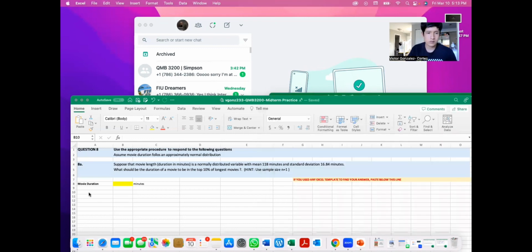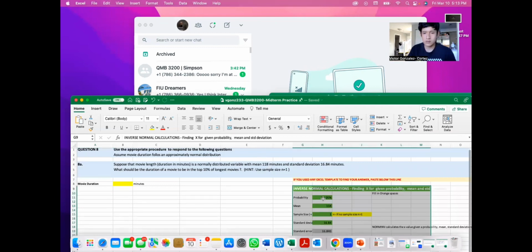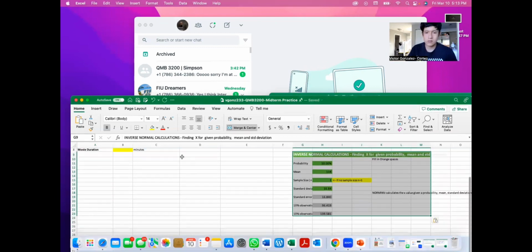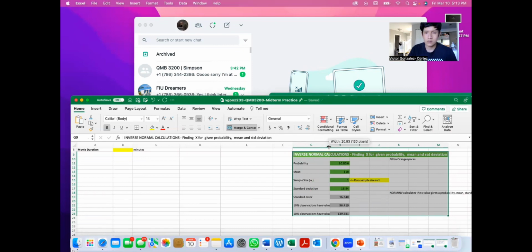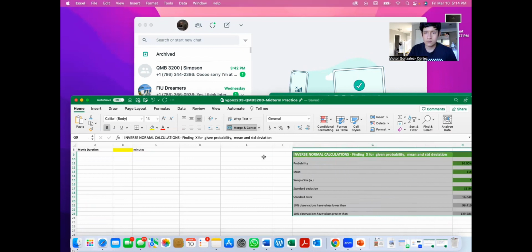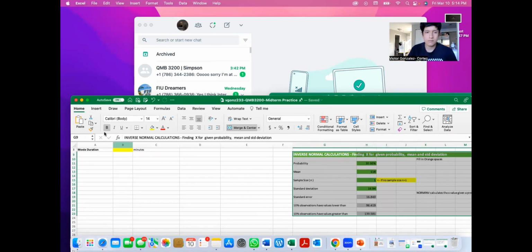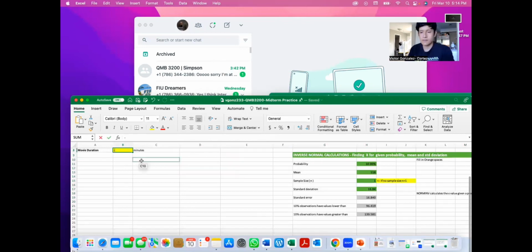Copy this, and paste it here. Reference this value here.